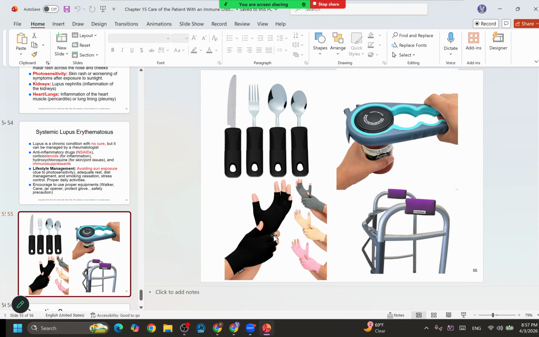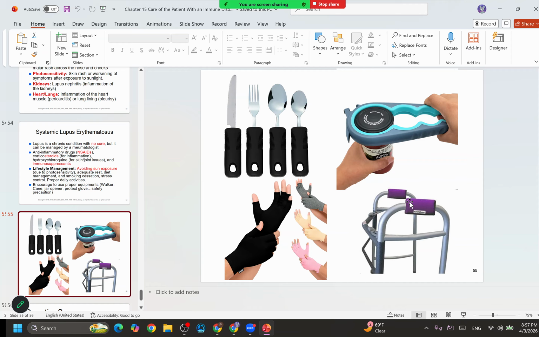So this is the reason in the NCLEX they are going to ask you, how can we help the patient with arthritis? Teach or educate the patient. Use a proper medical device or medical machine. Tell them how to use it and teach them how to use it. That can make their life a little bit easier.